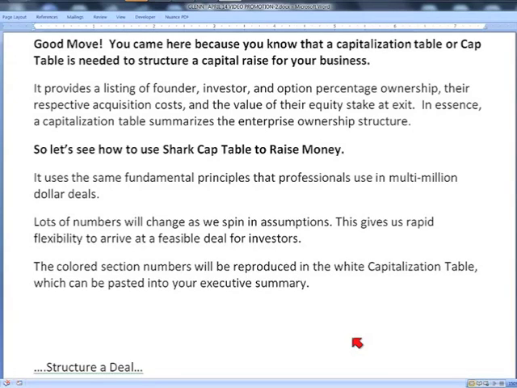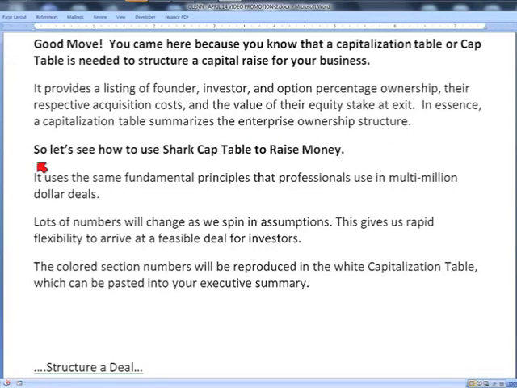Good move. You came here because you know that a capitalization table, or cap table, is needed to structure a capital raise for your business. It provides a listing of founder, investor, and option percentage ownership, their respective acquisition costs, and the value of their equity stake at exit. In essence, a capitalization table summarizes the enterprise ownership structure.